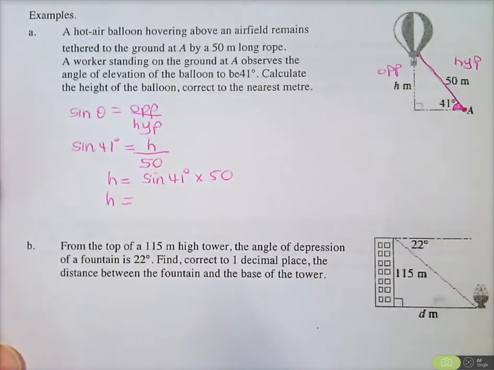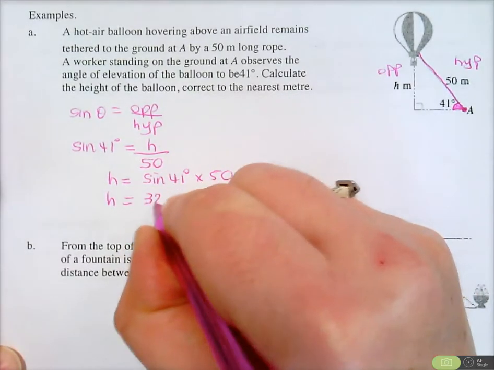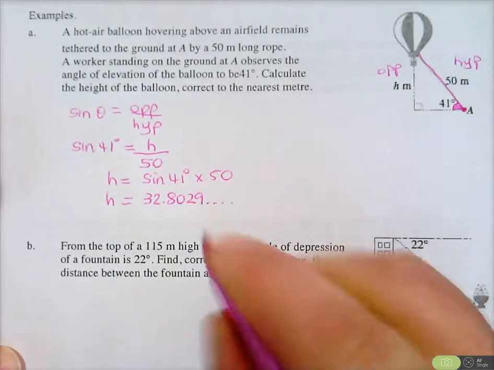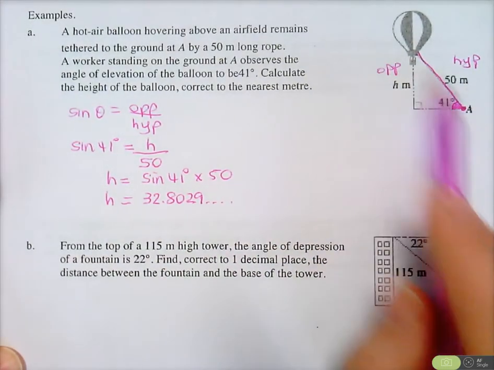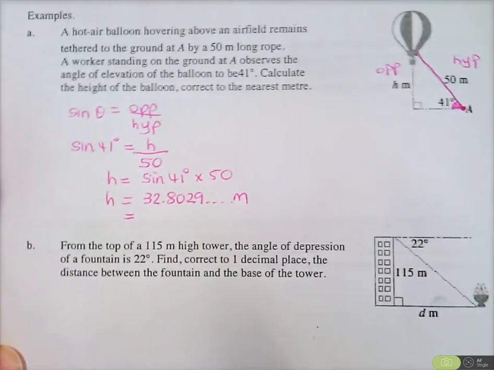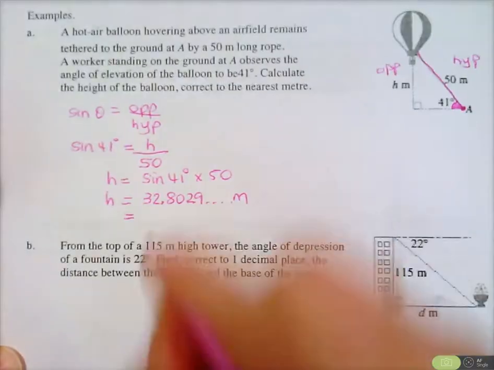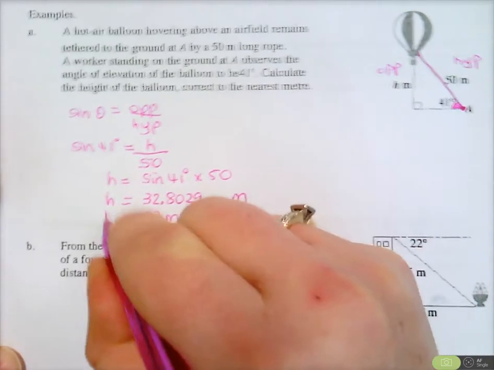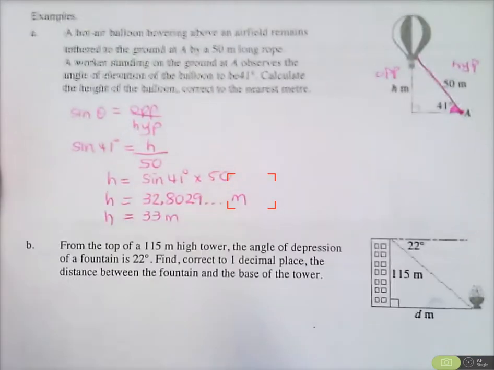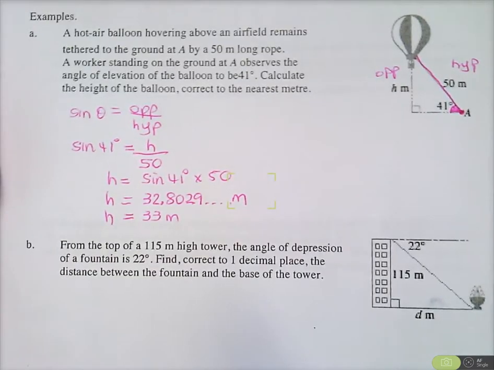So what have we got? 32.80295 etc. We want it to the nearest metre. These measurements are in metres, so that is metres. So what's it going to be to the nearest metre? Great, 33 metres. Okay, so the height of that balloon is 33 metres. Now, we're going to look at the next question.